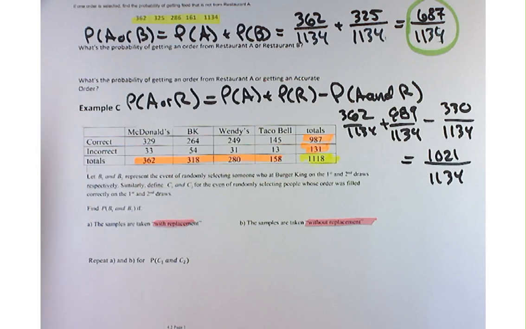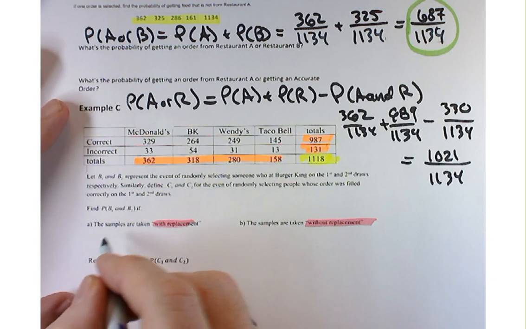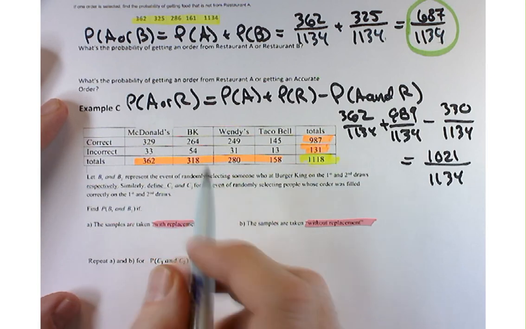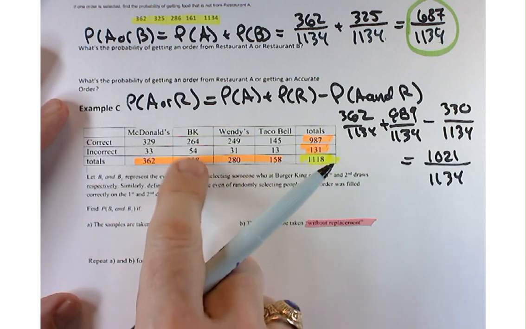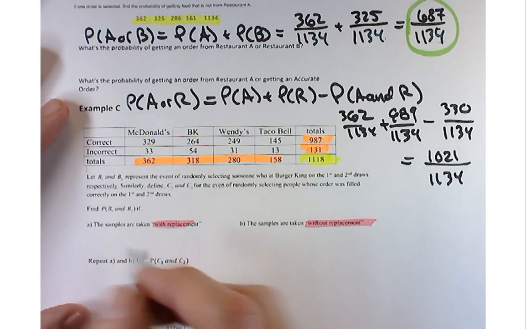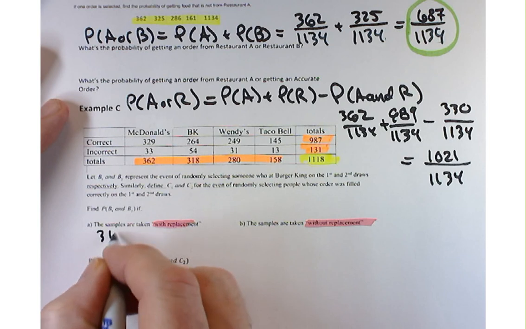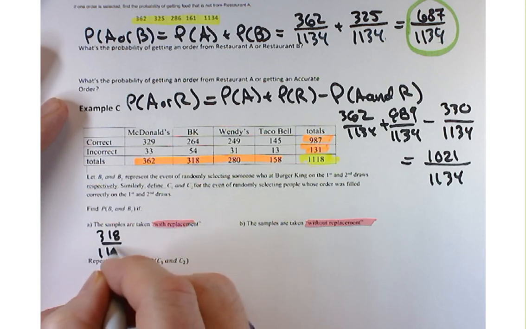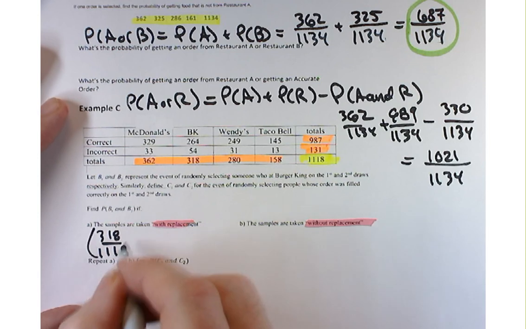So let's take a look here. Starting out, what's the probability that somebody ate at Burger King? If you just randomly selected somebody, what's the chance that they ate at Burger King? 362 out of... Close, you read the wrong column. 318. But you have the right idea. 318 over 1,118. That's on the first draw.